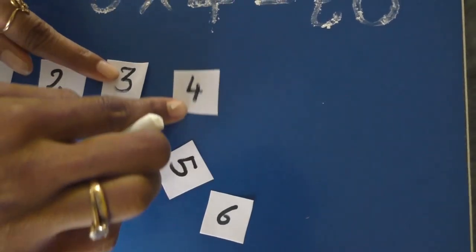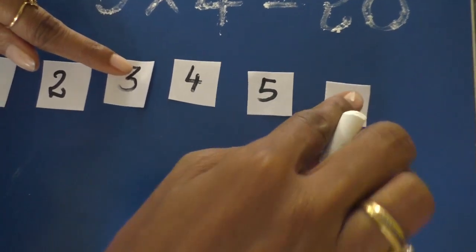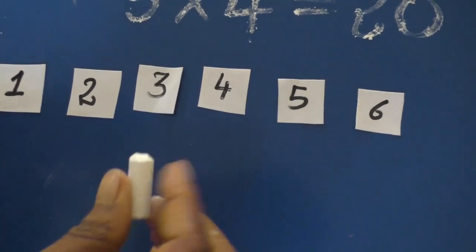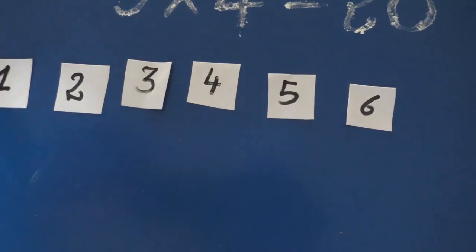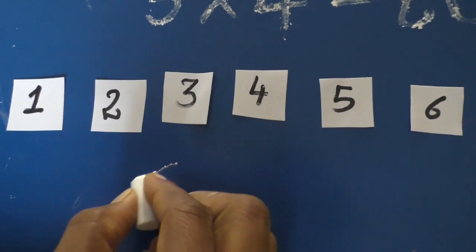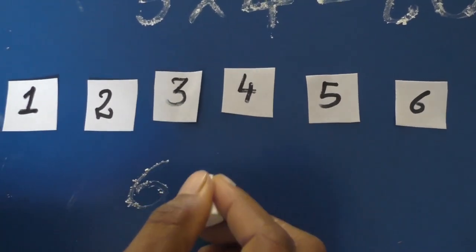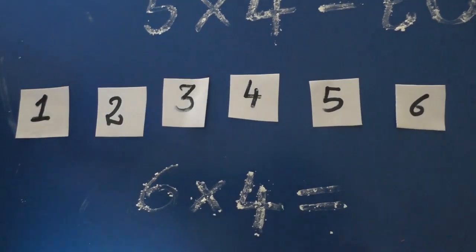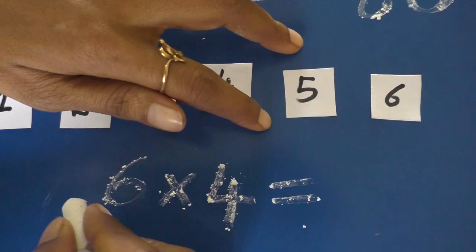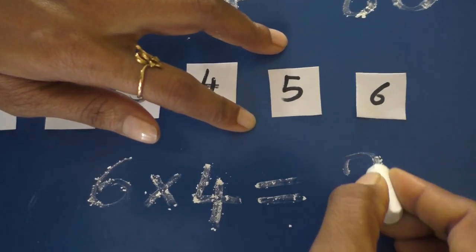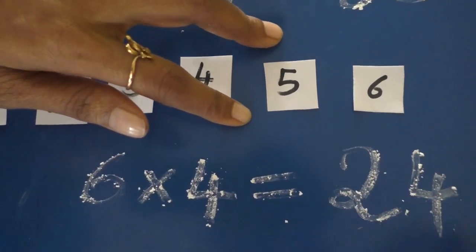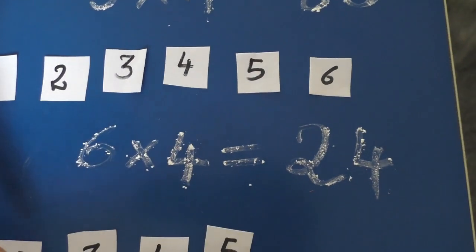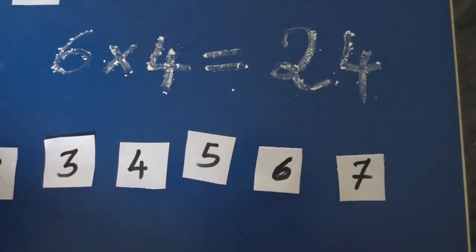Now after 5 the next set is 6. So 6 squares, that is 6 groups. 6 into 4 sides for each square. So 6 into 4 would be 24. So 6 into 4 is 24. Now our next set would be, yes, 7.